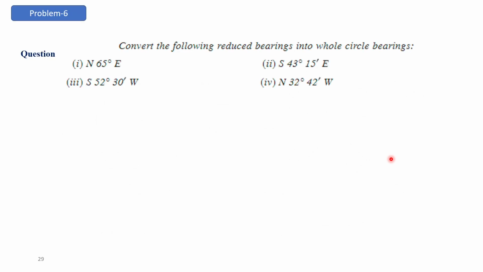Now convert the following readings. Reduced bearing means quadrantal bearing system. We have to convert the reduced bearing into the whole circle bearing. So these are the values we have to calculate and convert into the WCB system.